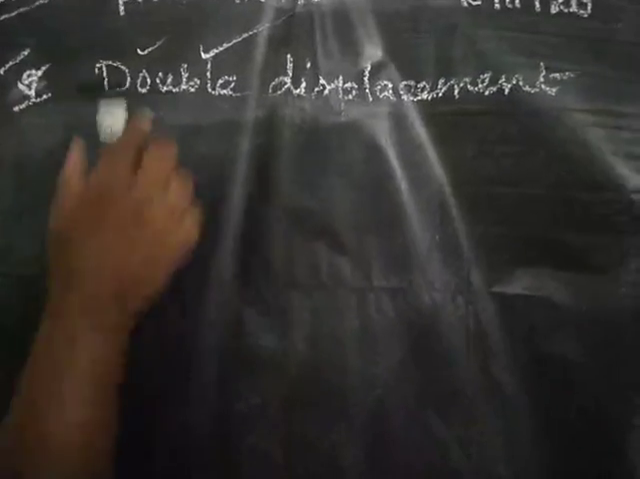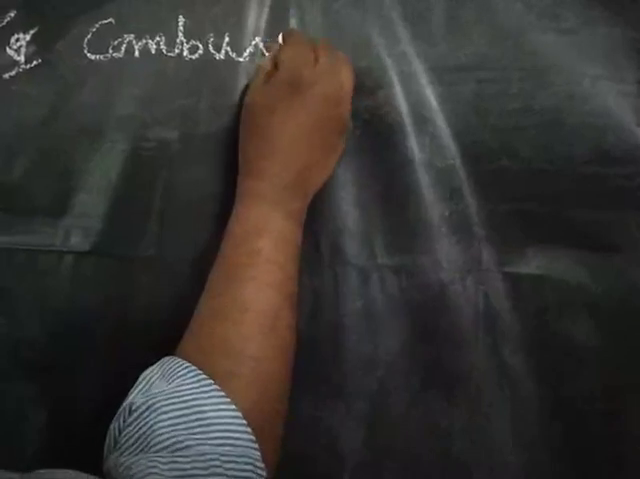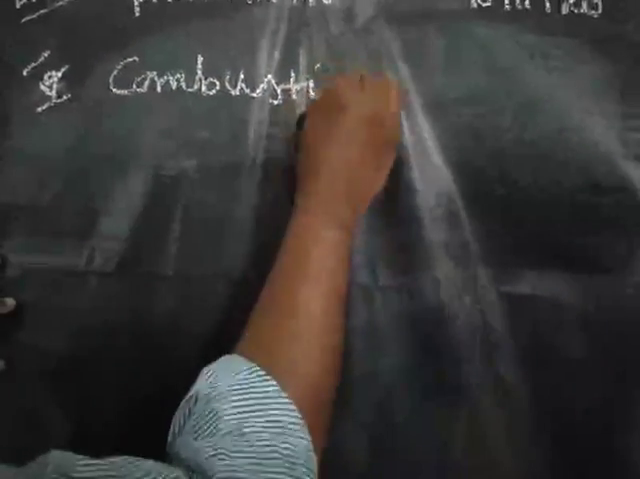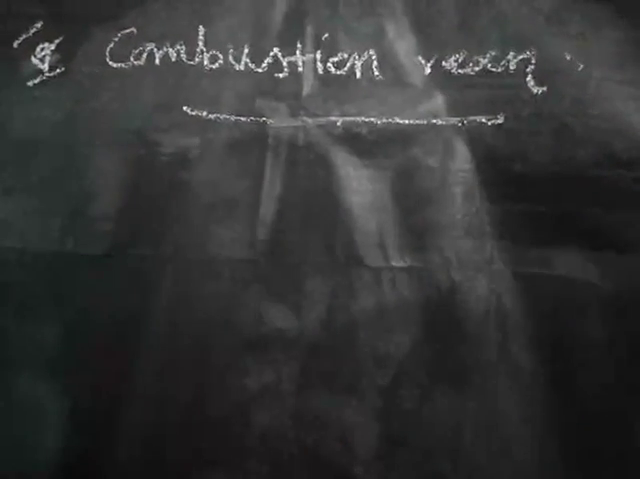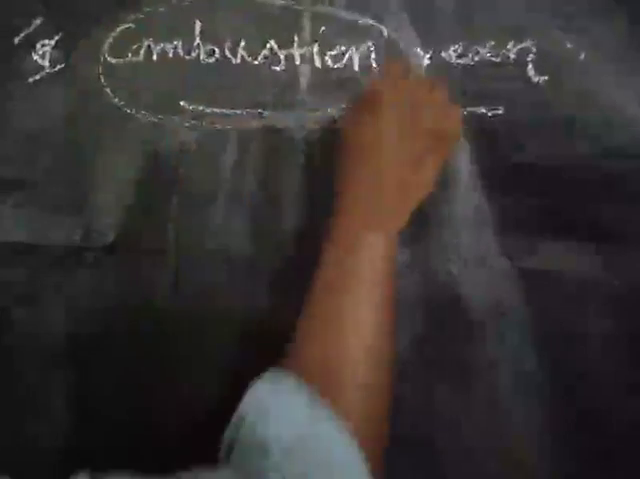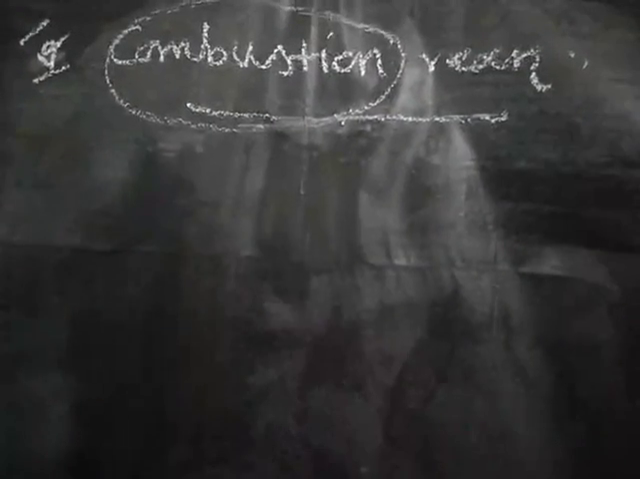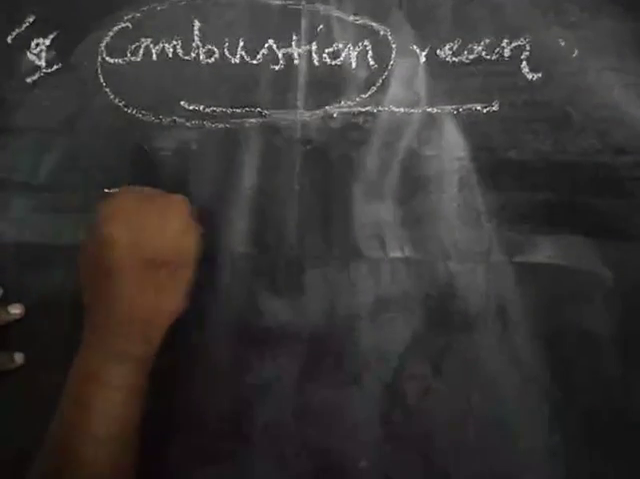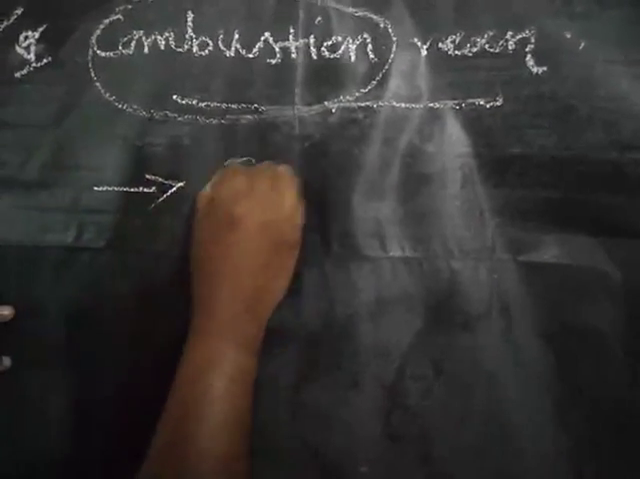The fifth one, not double displacement. So what is meant by combustion? Combustion reactions. Combustion means burning. Burning reactions. What is the other name of combustion reactions? Burning reactions. Combustion means burning. In this type of reaction, one of the reactants may be oxygen.